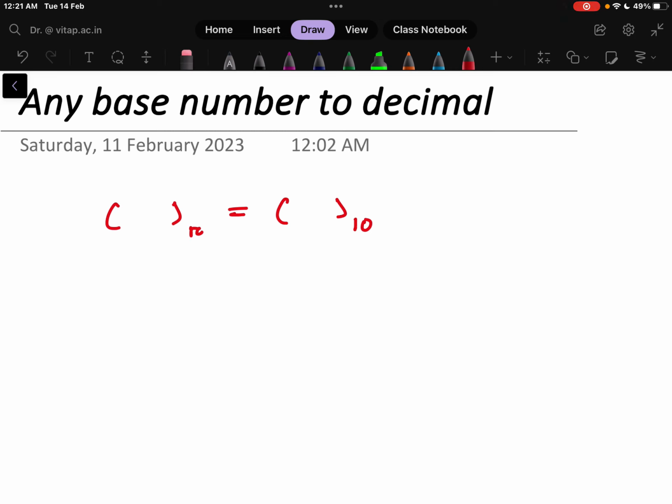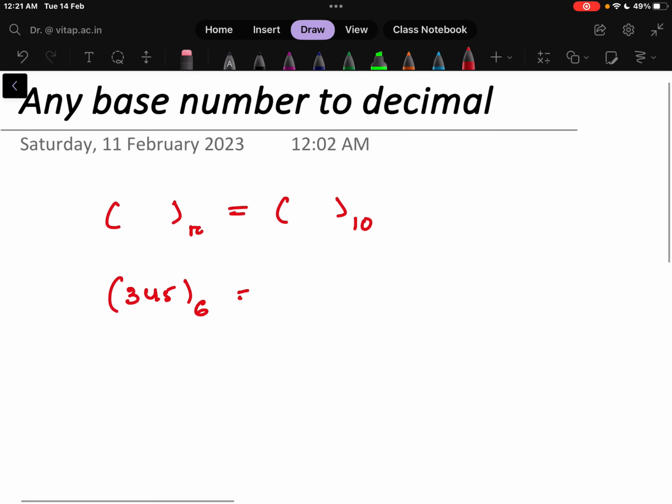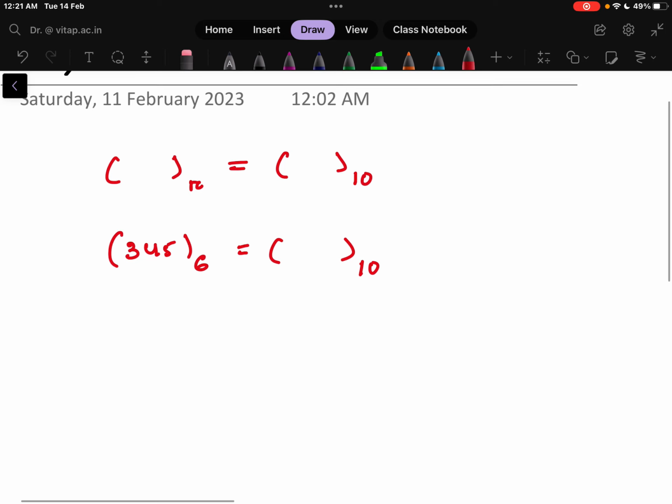This r value can be anything. We have just done it for binary, so let us take an example of a random number. Let us say a number is written as 345 with base 6, and it has to be converted to a number whose base is 10. So, how to convert that?